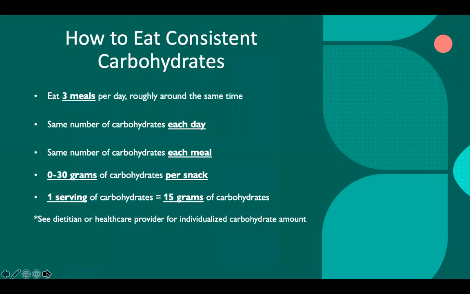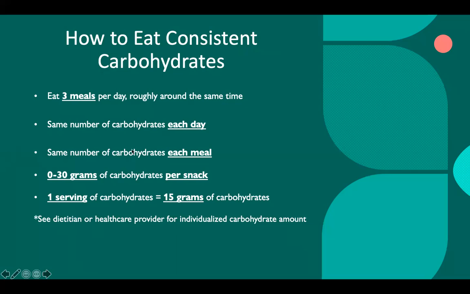So I know I mentioned at the beginning what a carb consistent diet is, or that we would be going over it. So what it is: you eat 3 meals per day, roughly around the same time, as I mentioned. You eat the same number of carbohydrates each day. So say roughly around 180 carbs each day.